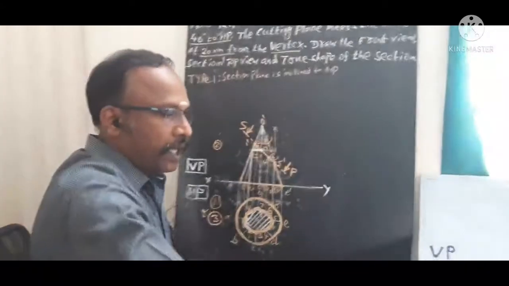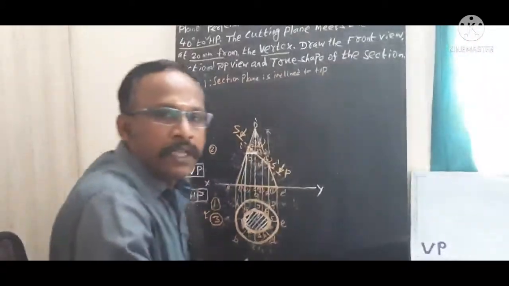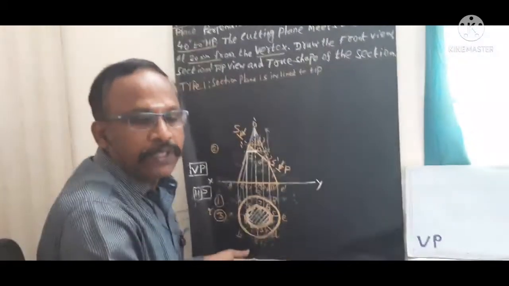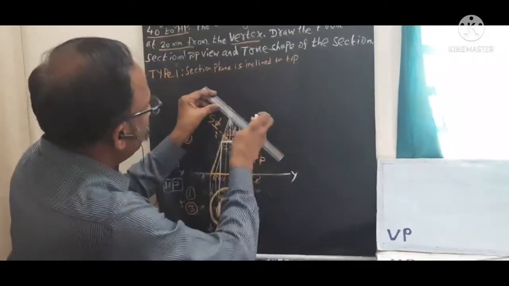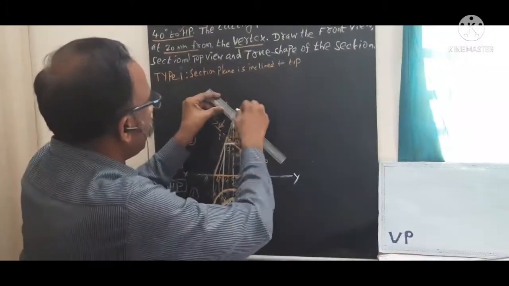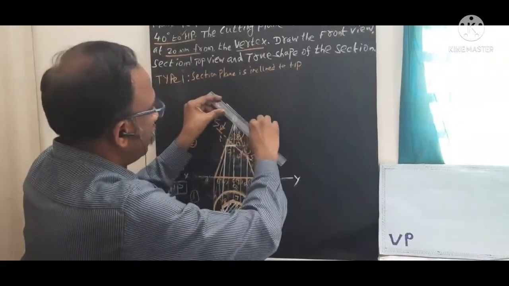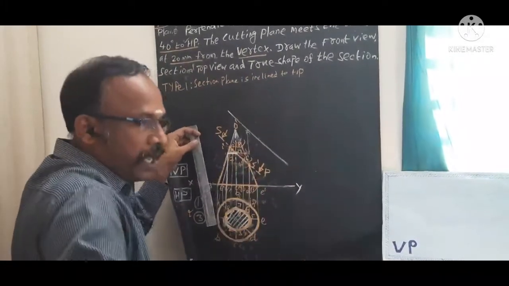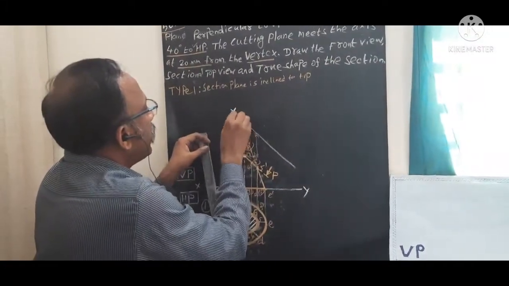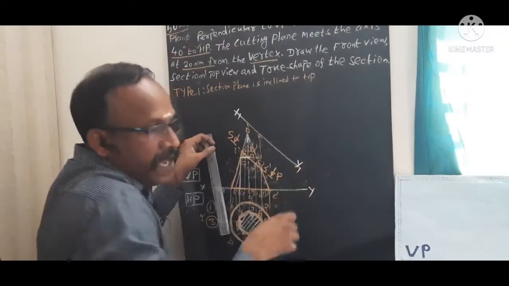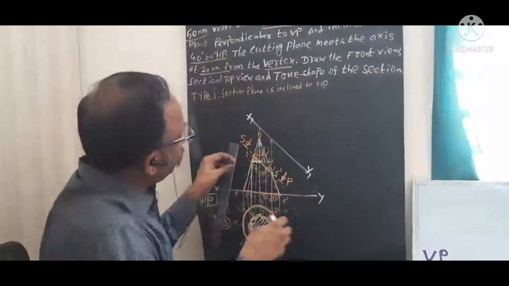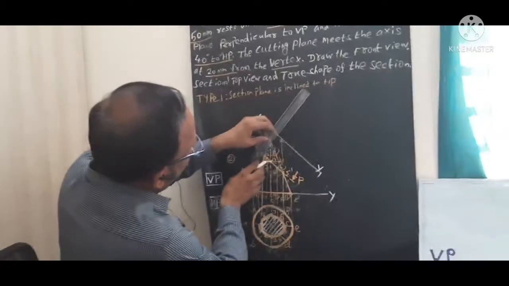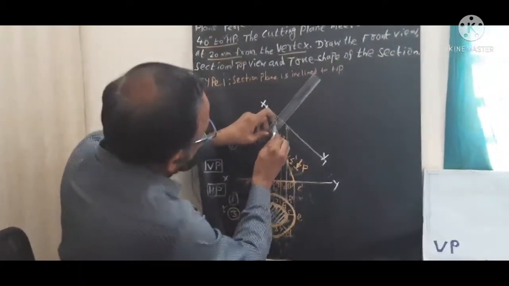Now we are going to draw the final step, number 4. That means you need to draw the true shape of this section. For which, now consider the section plane. Parallel to the section plane, leave some space afterward, and you need to draw one parallel line to SP. I will mark this one as X1 and Y1. That is the auxiliary reference plane, right? Now I am going to draw the perpendicular line from SP. From all these cutting points we need to draw a perpendicular line.